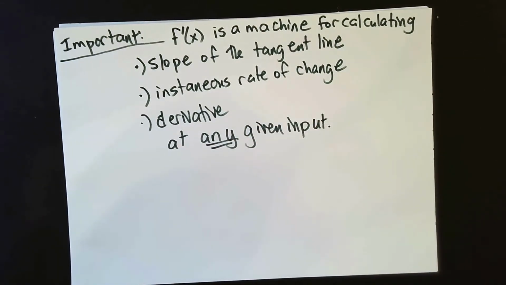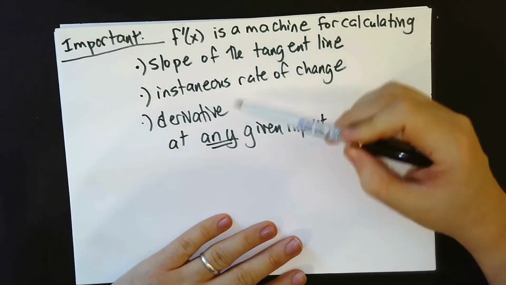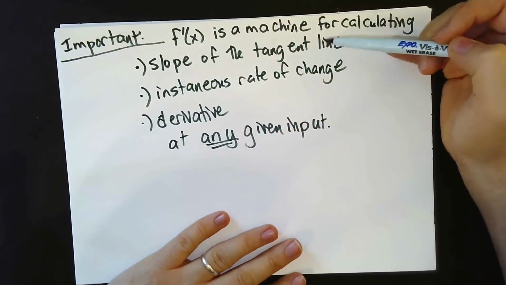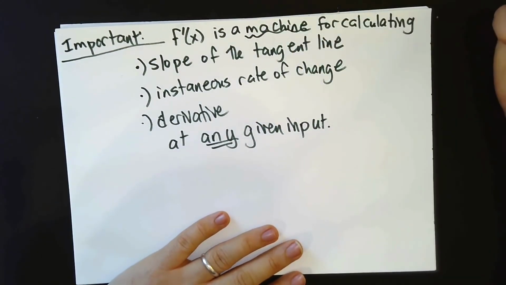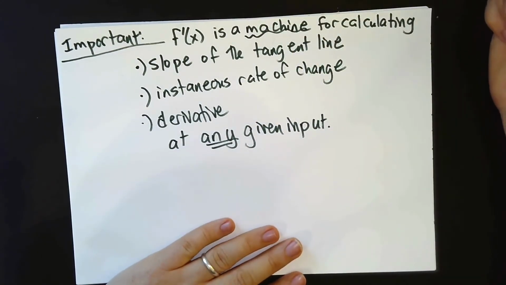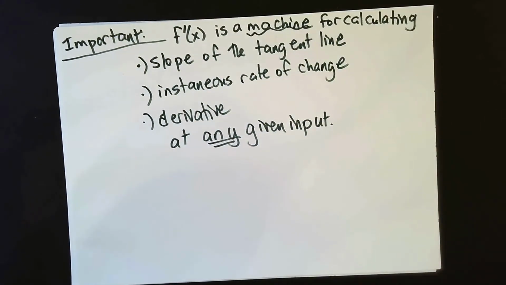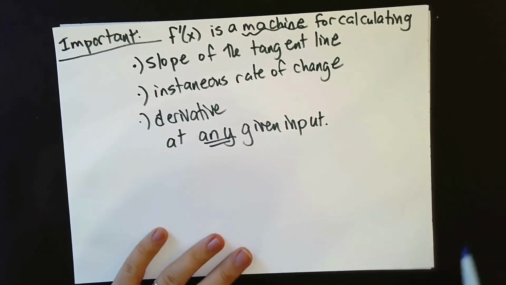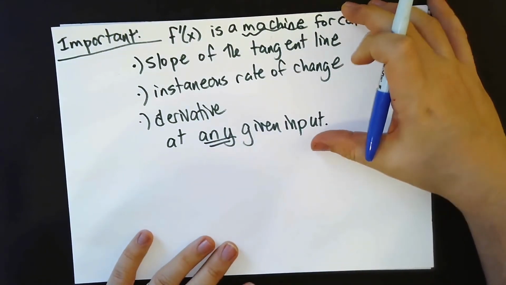So in particular, I want to emphasize f prime of x is one step removed from each of these three things. It's not the case that f prime of x is the slope of the tangent line. Rather, f prime of x is a machine for calculating the slope of the tangent line. It's a machine for calculating the instantaneous rate of change at a given input. Now, that distinction seems a bit abstract, so I want to give an example that I hope will make clear why I'm making this distinction.